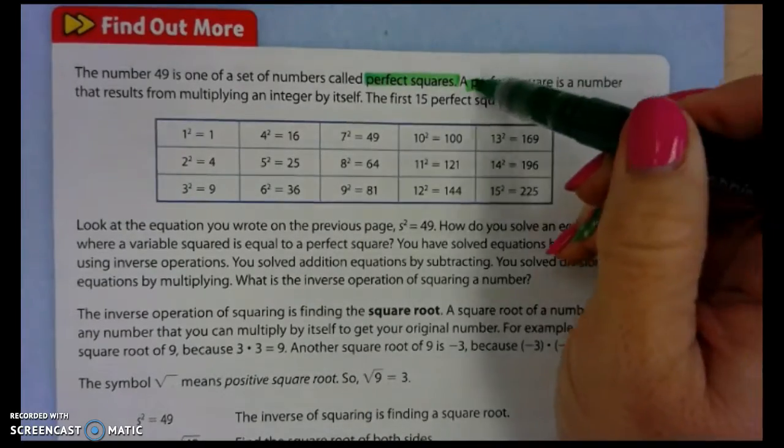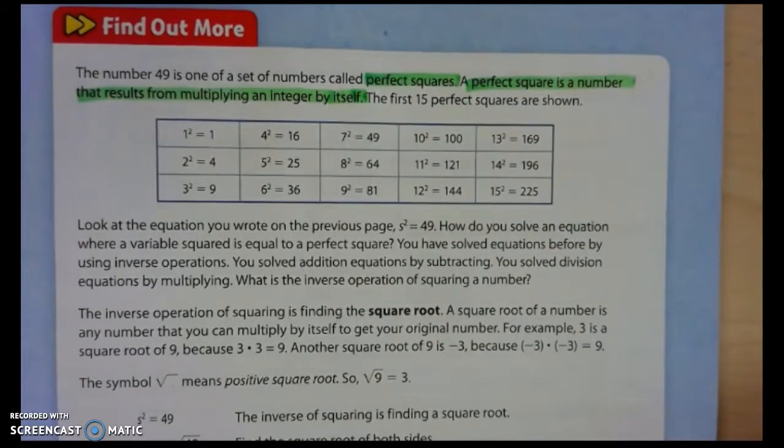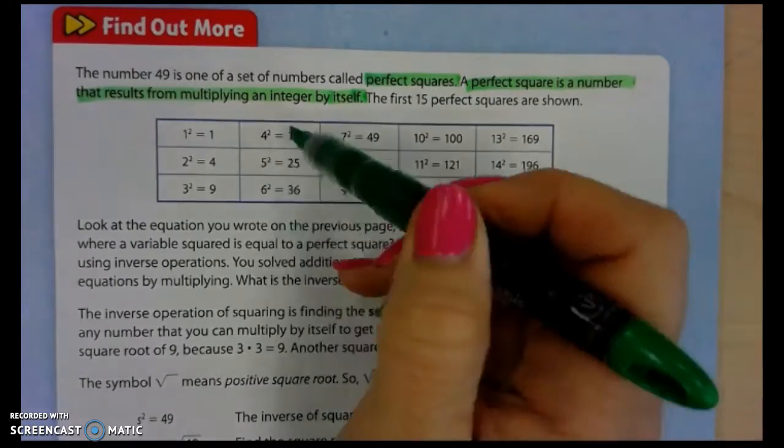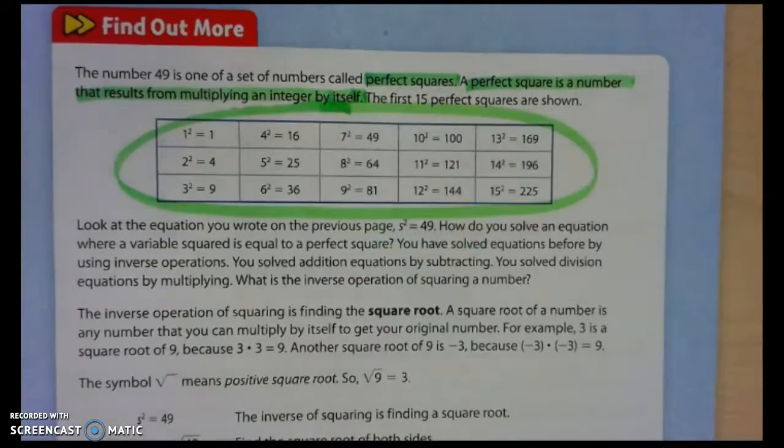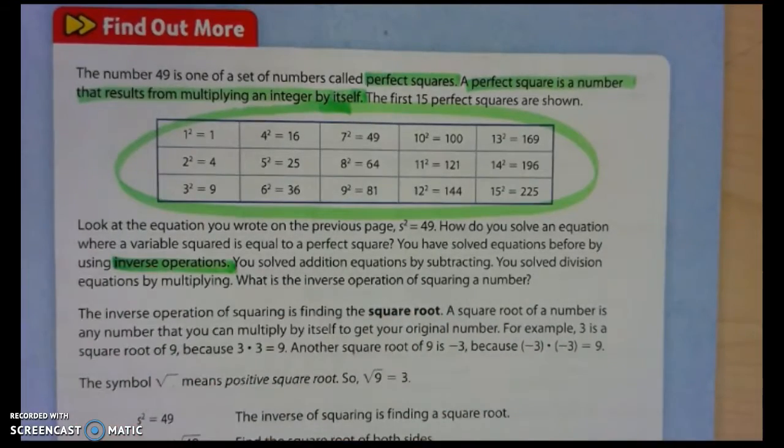The number 49 is one of a set of numbers called perfect squares. A perfect square is a number that results from multiplying an integer by itself. The first 15 squares are shown. All of these should be on your graphic organizer because they were in that last video. Look at the equation you wrote on the previous page, s squared equals 49. How do you solve an equation where a variable squared is equal to a perfect square? You have solved equations before by using inverse operations. This was also in your video.